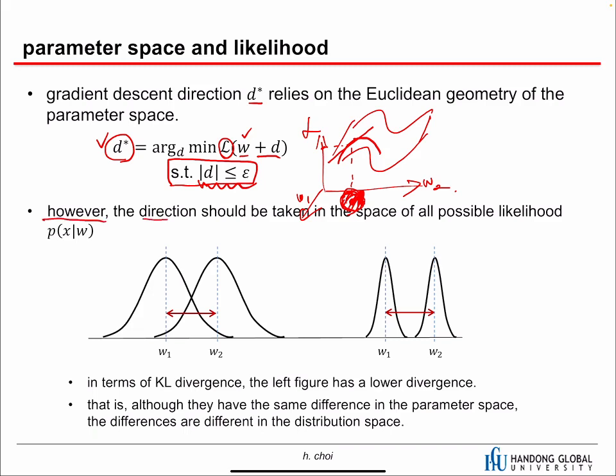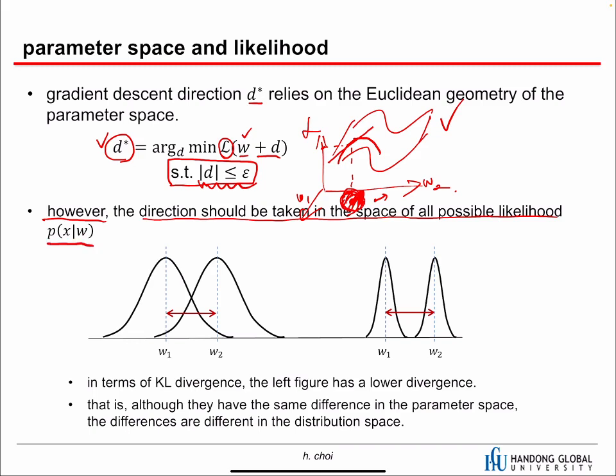But the direction should be taken in the space of all possible likelihoods. In this case, we didn't talk about any distribution or likelihood. Let's say w is here. What if when we move in this direction, the likelihood is quite small? Then that is probably not a good direction. So we have to think about this distribution, the likelihood.